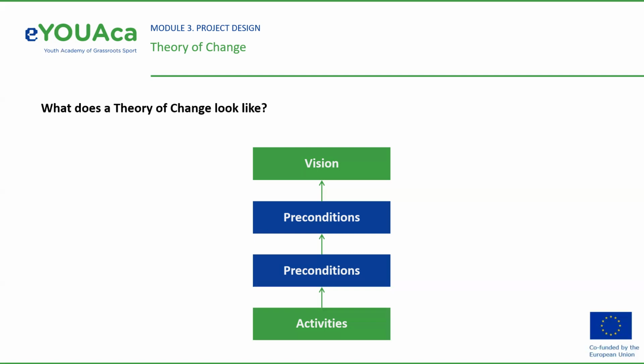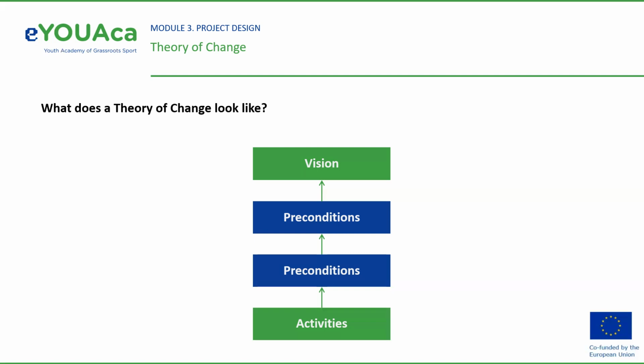Next, work backwards from your vision to consider what key changes need to be created so that this vision can become real. Look beyond your own project to consider all the factors working towards or preventing change. To do this, it can help to think in terms of preconditions. Preconditions are the key changes that need to take place in order for your vision to be realized.